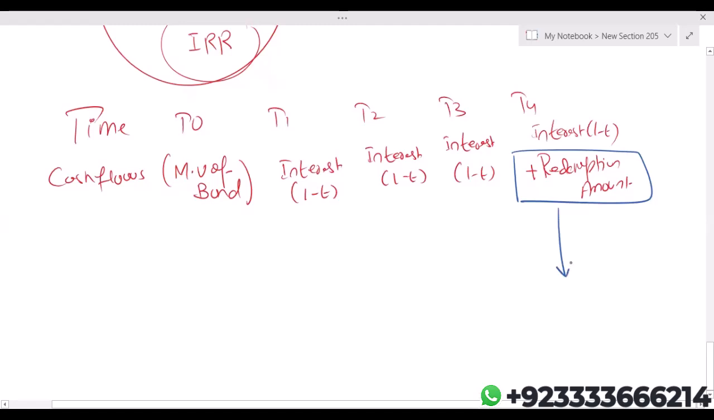Now, when we say plus redemption amount, for this redemption amount, students, I always say RTQ: read the question carefully. Why? Because for the redemption amount, there are a number of varieties which are possible.